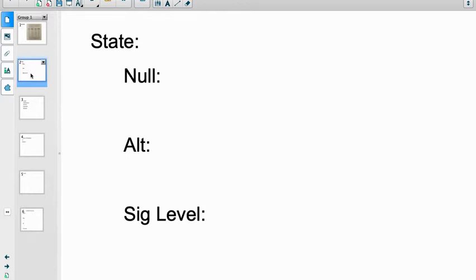So the state part, your null hypothesis is going to be that your true population slope is equal to 0. We're testing to see if there's a negative relationship, so our null hypothesis is that the slope is going to be 0. Now, for population, we use beta. So beta equals 0. For our alternative hypothesis, we want to see if there's a negative relationship, so our slope should be less than 0.